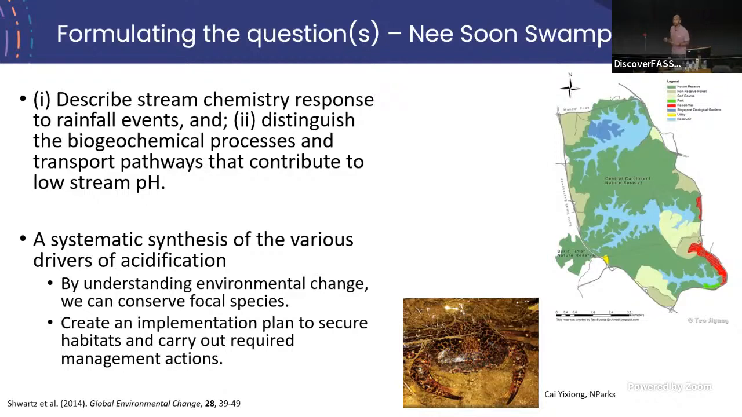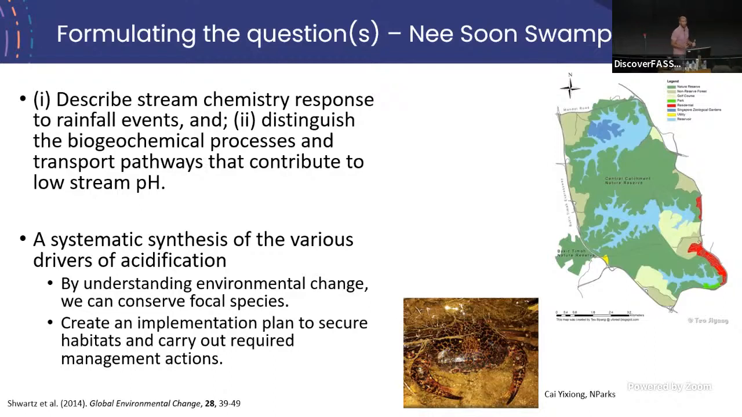If you want to make effective conservation policy decisions, we need some hard data to show the policy changes that are required. That was another driver for us for this project. We want to systematically synthesize all the various drivers of acidification so that we can then think about how we manage them in the future.